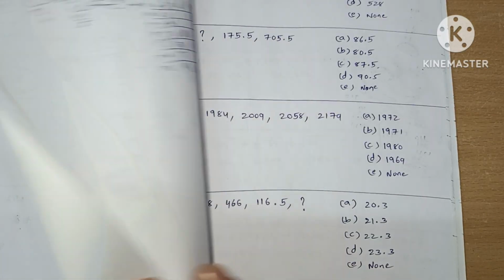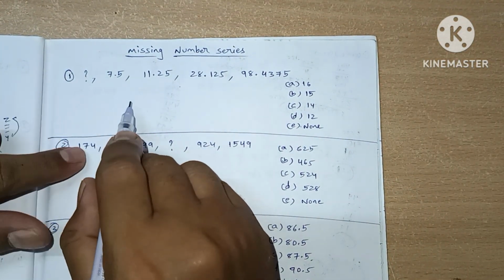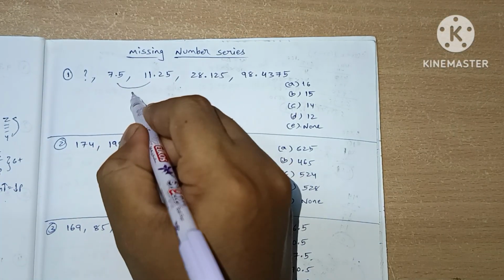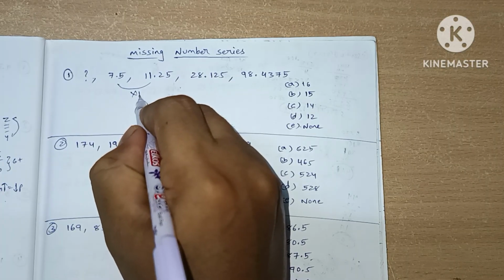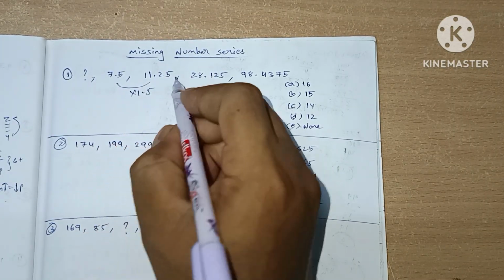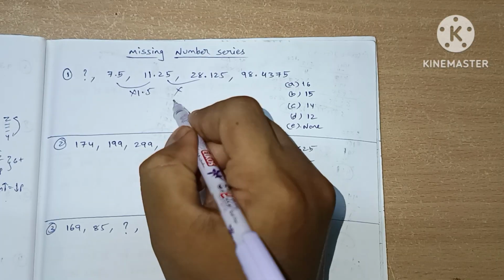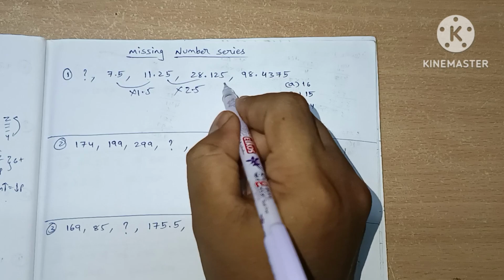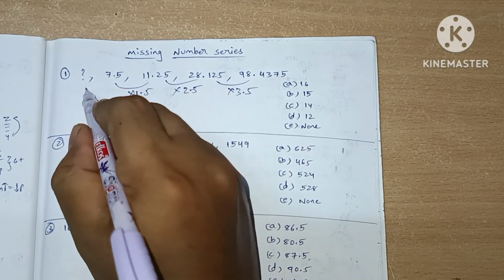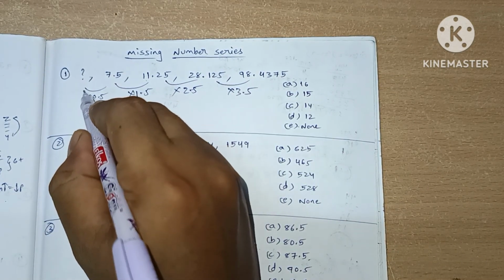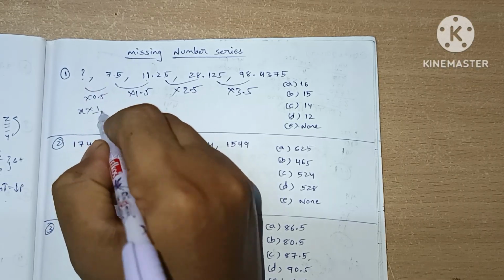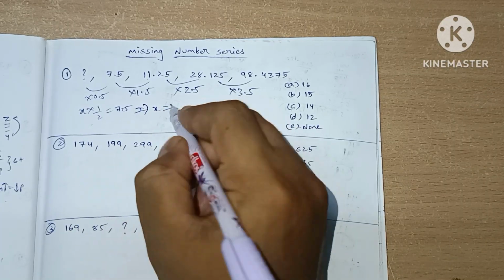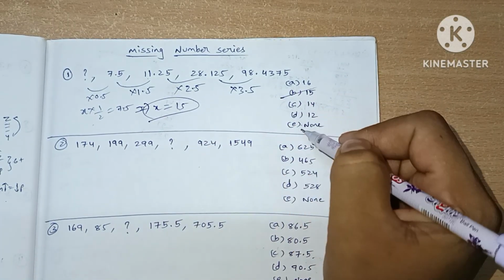Now we are going to see missing number series. First question. Here this becomes into 1.5 times, and here this is into 11 becomes 2 times, and 6 means 2.5 times. Here this is into 3.5 times, so this must be into 0.5 times. So x into 1 by 2 equals 7.5, which is x value will be 7.5 into 2 times 15. Option B is our answer.